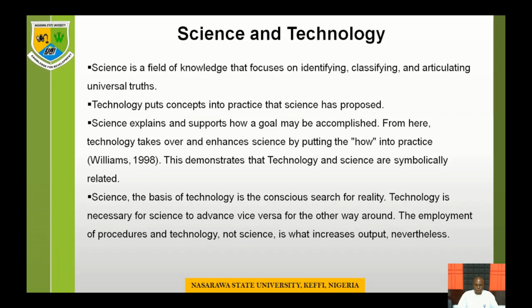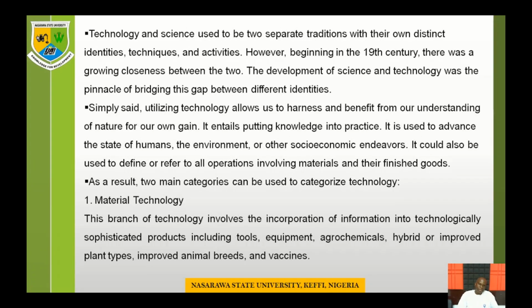The employment of procedures and technology, not science, is what increases output. Nevertheless, technology and science used to be two separate traditions with their own distinct identities, techniques, and activities. However, beginning in the 19th century, there was a growing closeness between the two. The development of science and technology was the pinnacle of bridging this gap between different identities.